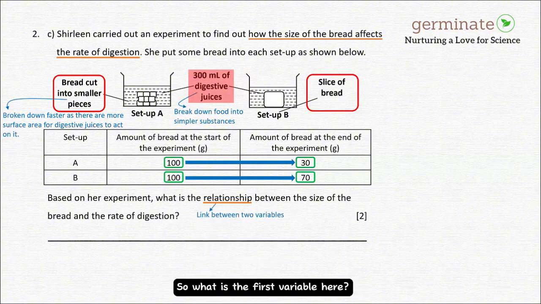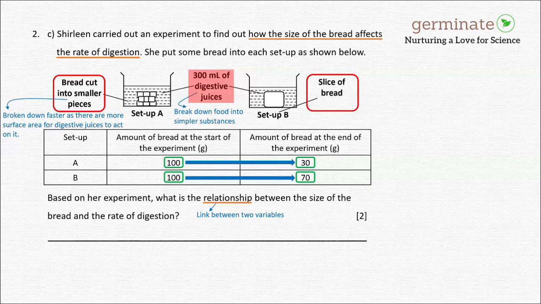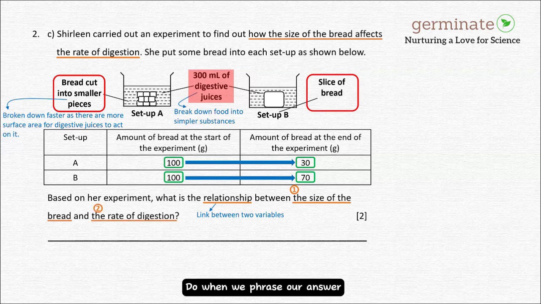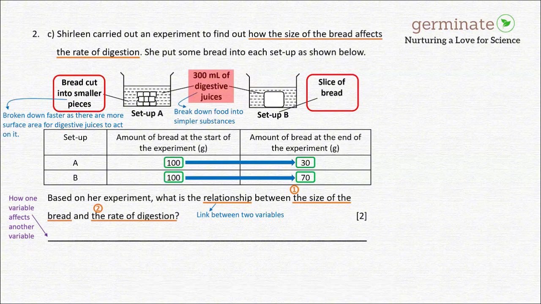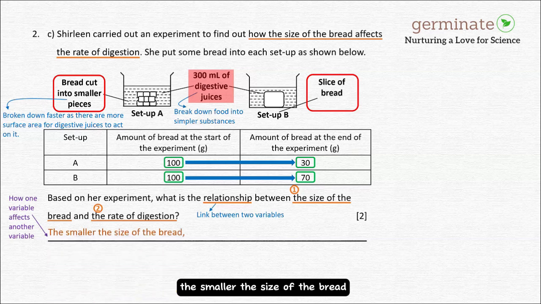So what is the first variable here? The size of the bread. The second variable, the rate of digestion. So when we phrase our answer, we need to provide how one variable affects another variable. So how do we phrase our answer for this question? Let's start with the first variable. The smaller the size of the bread, followed by the second variable, the faster the rate of digestion.